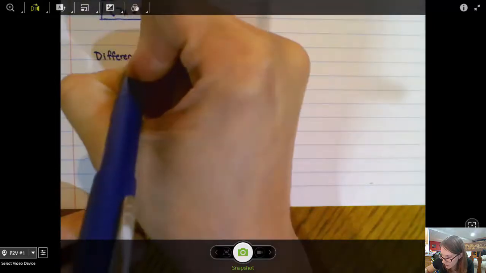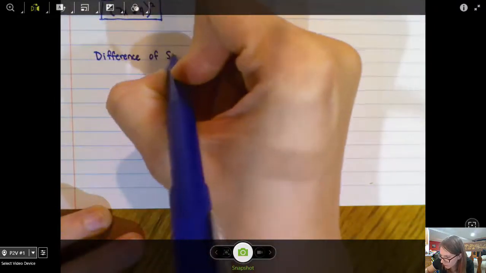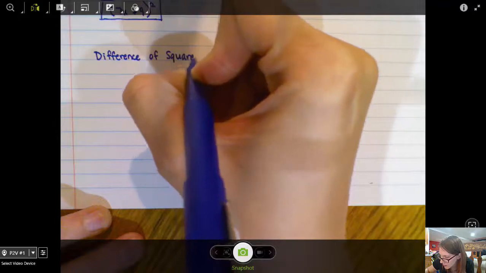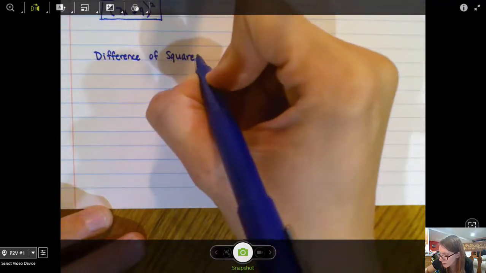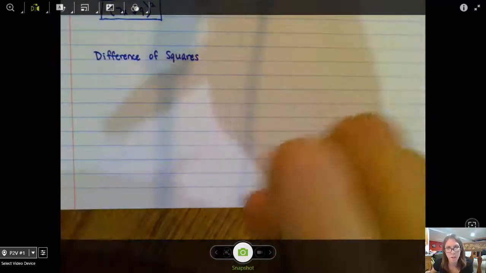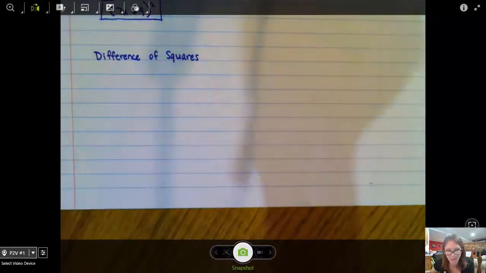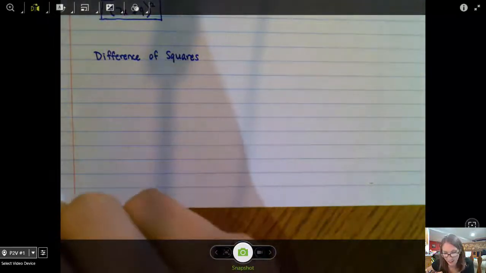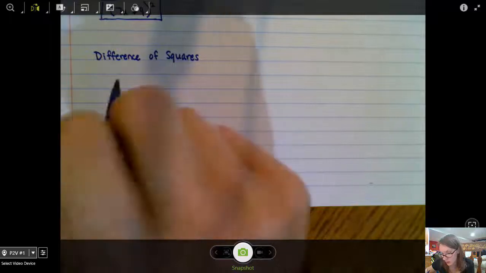Okay, my other trick for factoring is the difference of squares. This one, I think you've probably seen before, and you might have even used this terminology before, difference of squares, in Algebra 1, but maybe not. So we'll see it here anyway. Okay, a difference of squares. Here's my example.